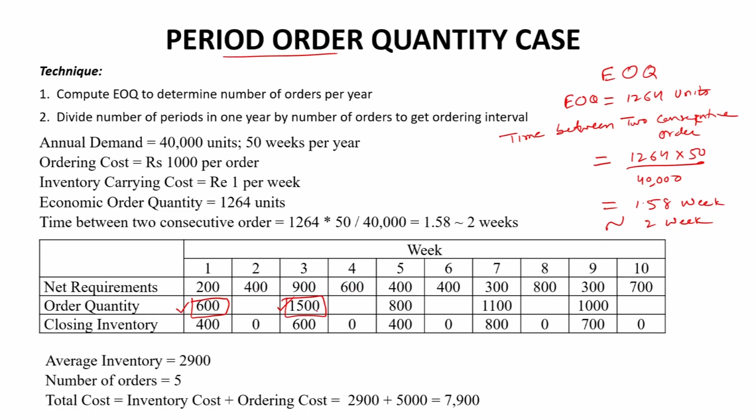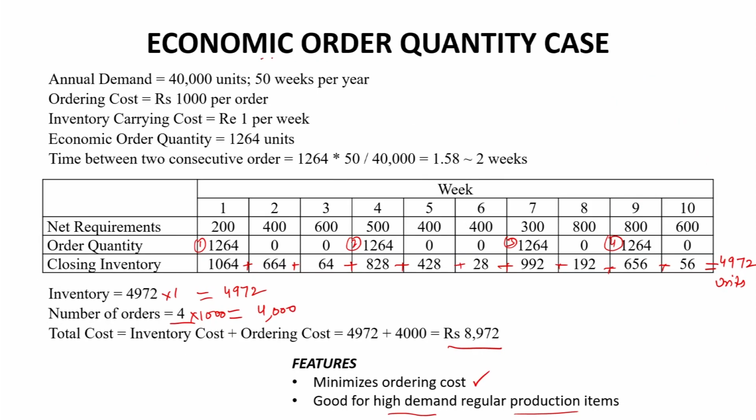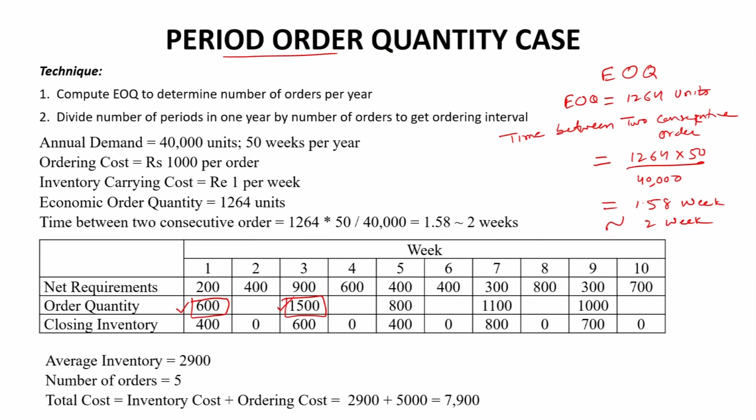So, here in periodic review system, periodic order quantity system, the periodicity is constant, that is 2 weeks, but order quantity is varying. Whereas, in the economic order quantity case, you will observe that order quantity is constant, but sometimes first period, then fourth period, then seventh and then ninth. Here the gap is 3 weeks, here the gap is 3 weeks, here the gap is 2 weeks. So, the time between 2 consecutive orders is changing, but the order quantity is constant, whereas here the time between 2 orders is constant, whereas the order quantity is varying.